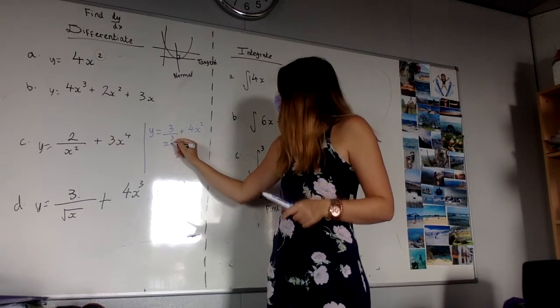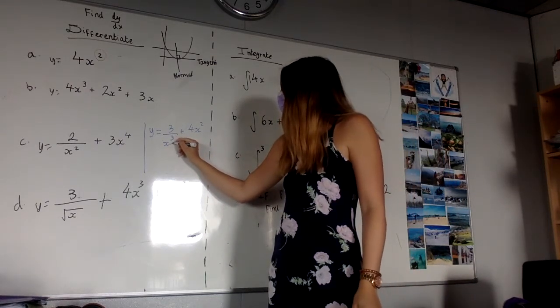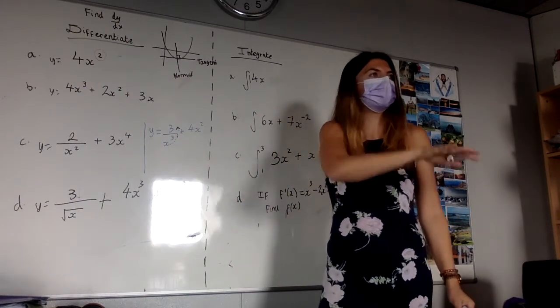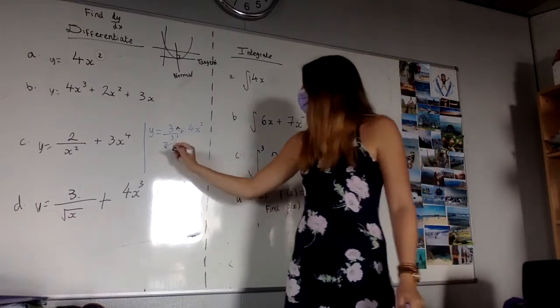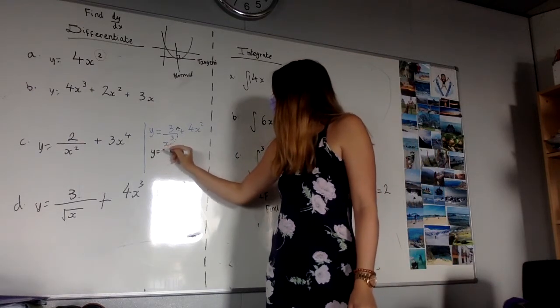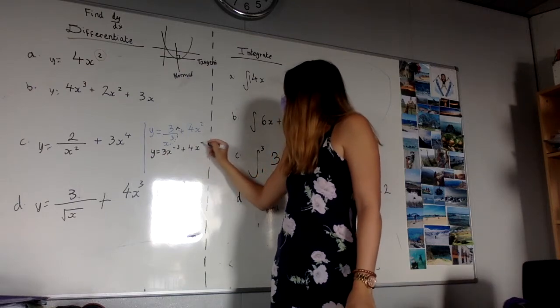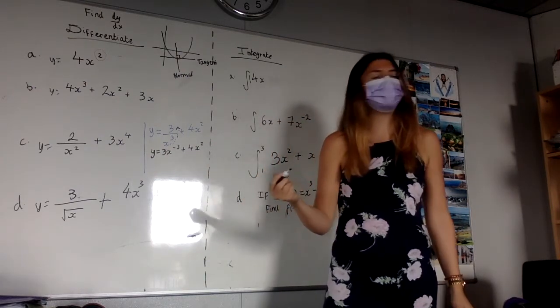Excellent. So what we need to do is we move the x cubed up. And what happens when we move something from the bottom of the fraction to the top of the fraction? Excellent. It becomes minus. So we do equals 3x minus 3 plus 4x squared. Once you've done that, the differentiation should be easy.